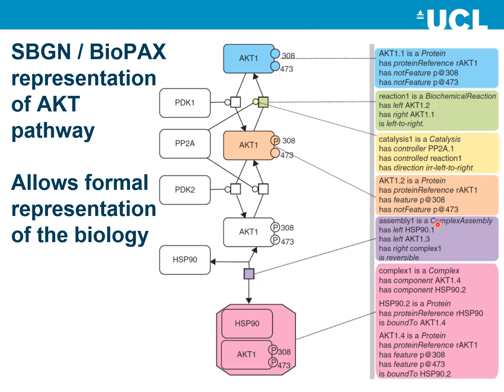This is the assembly of a complex between HSP90 and AKT1.3, which is this double phosphorylated AKT. It has right complex 1. Complex 1 is here. It's a complex. It's reversible, so it can go into the complex, the two of them joining together, or they can separate because it's reversible. This is a description of the complex and all of the parts of the complex.